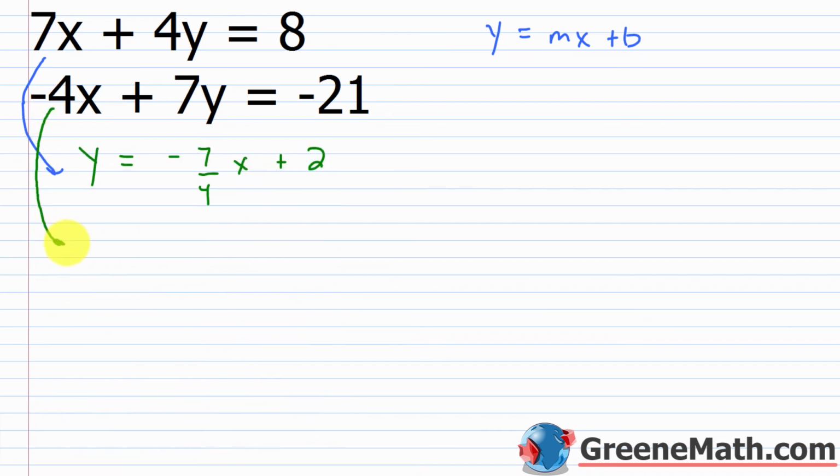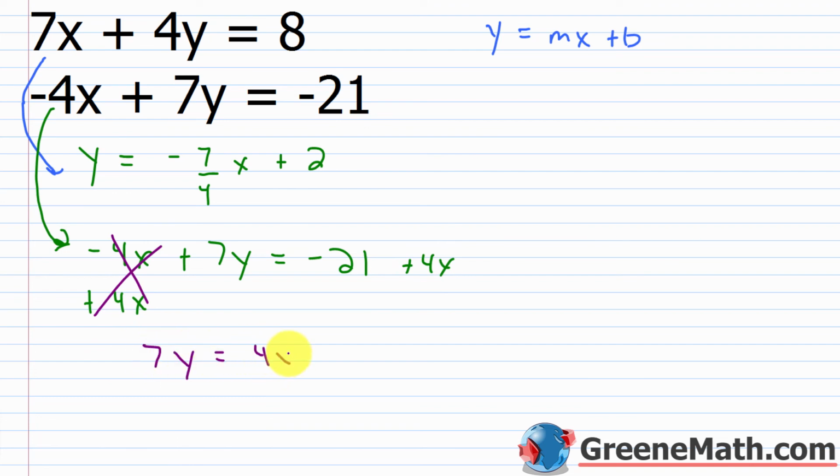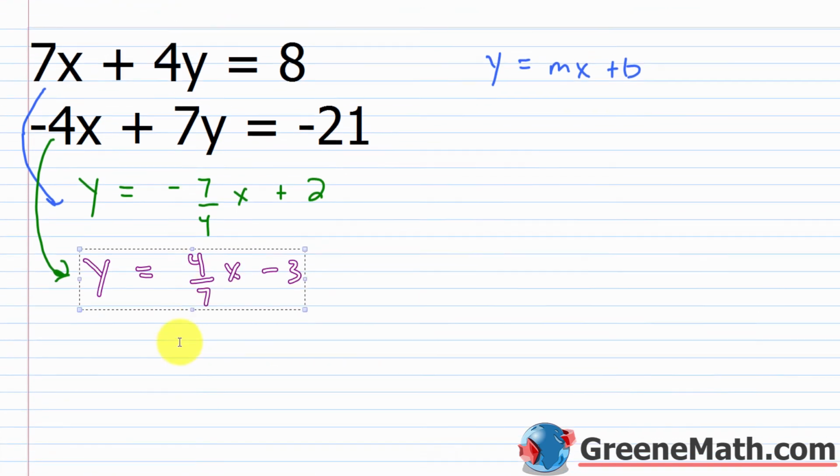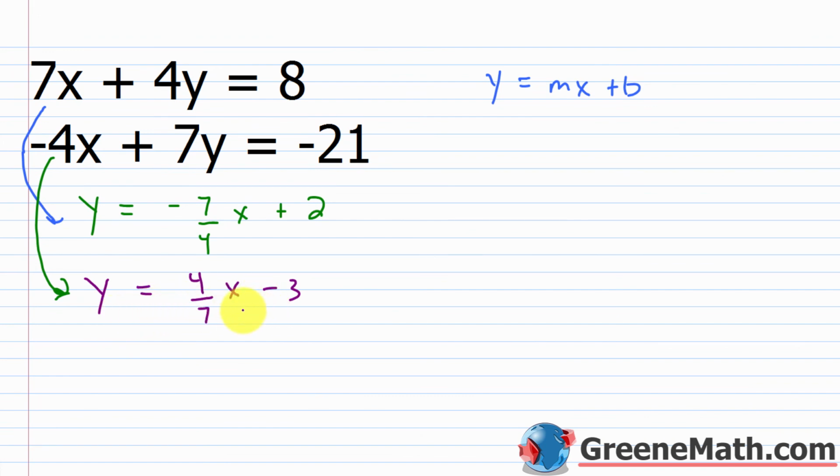All right, now let's go ahead and do this one. So I have negative 4x plus 7y equals negative 21. And again, let me add 4x to each side of the equation. That's going to cancel. I'll have 7y is equal to 4x minus 21. I'll divide each side by 7. That'll cancel with that. I'll have y is equal to 4/7 x. Negative 21 over 7 is negative 3. So let me erase this, and I'll drag this up here. So y equals 4/7 x minus 3.